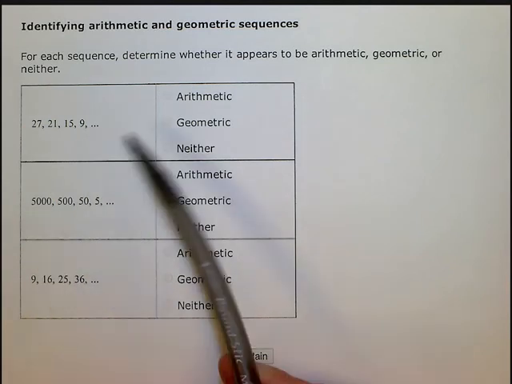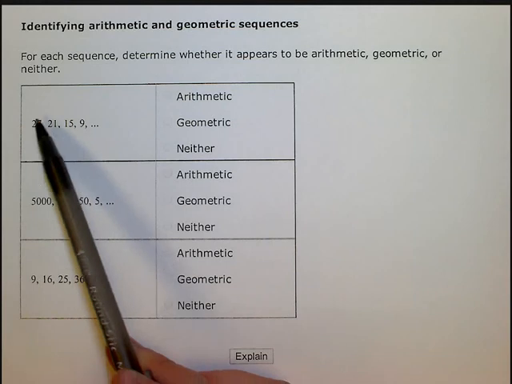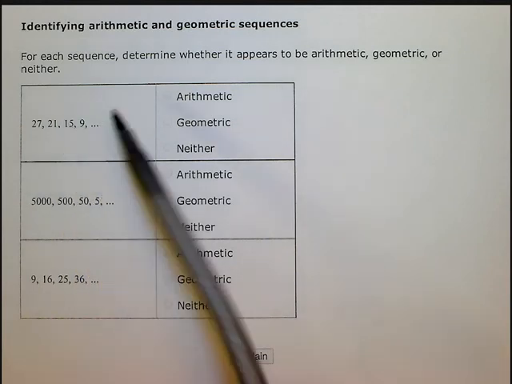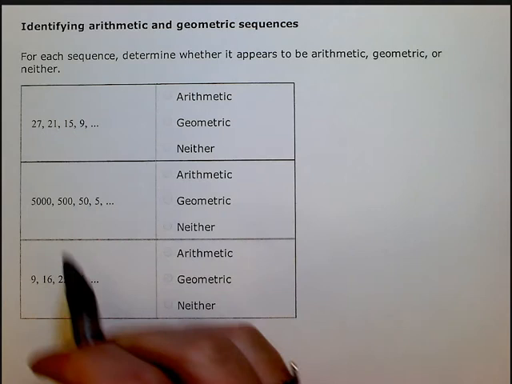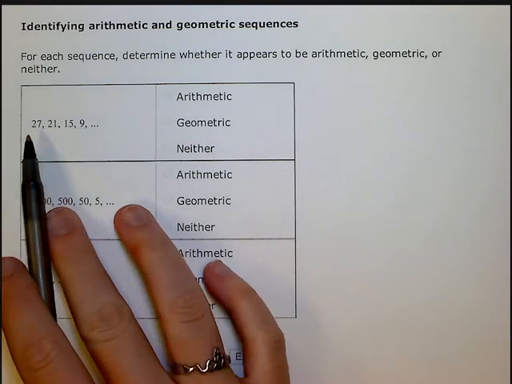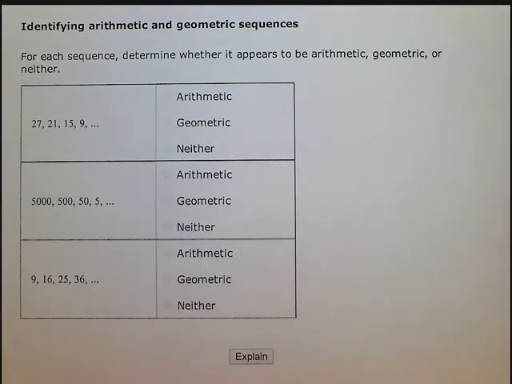Geometric means that we're multiplying or dividing by the same number to get from one term to the next. And neither would be if neither of those are the case. So, let's look at this first one. Now, first I'm just going to check both possibilities.